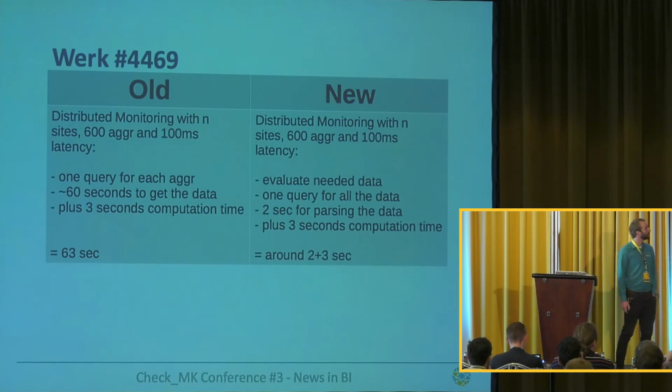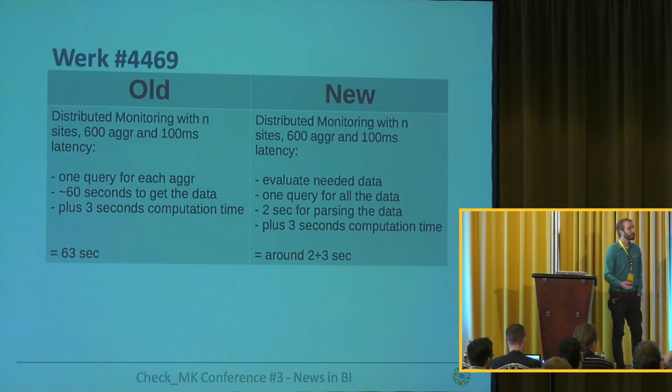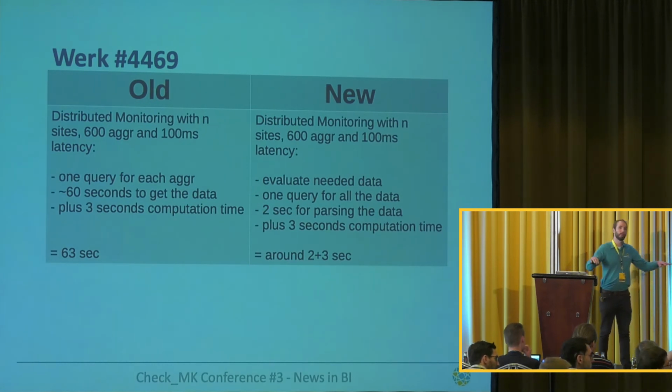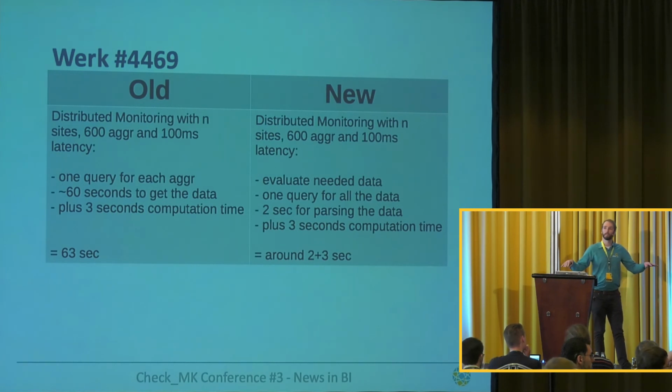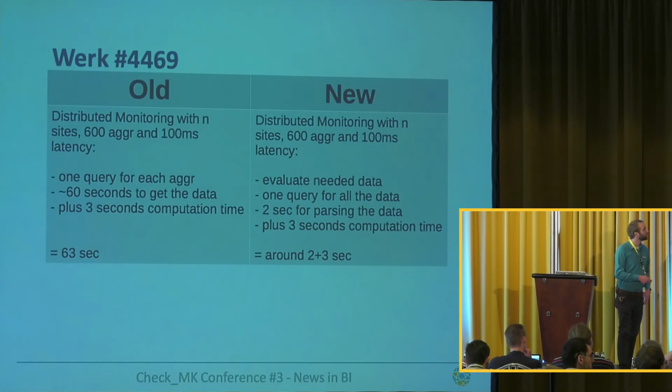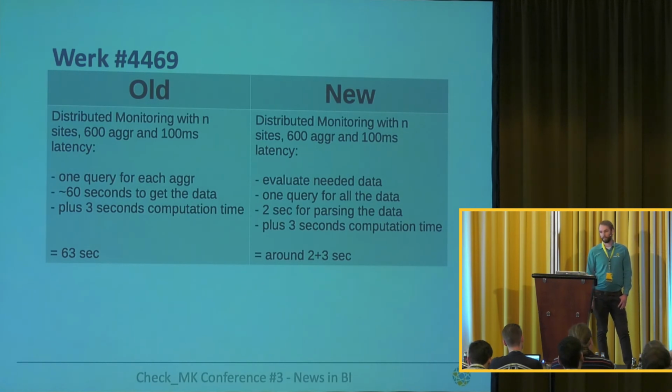And that is something that is definitely optimized now. So we look at before, okay, what do we need? We evaluate the needed data for all aggregations, and then we get all the data from one query, and then we have a small overhead of 2 seconds for this example to really parse all the data again for the individual aggregations, and then we are computing it again and again. In this case, it would be a performance win of 58 seconds. So I think that's pretty good.